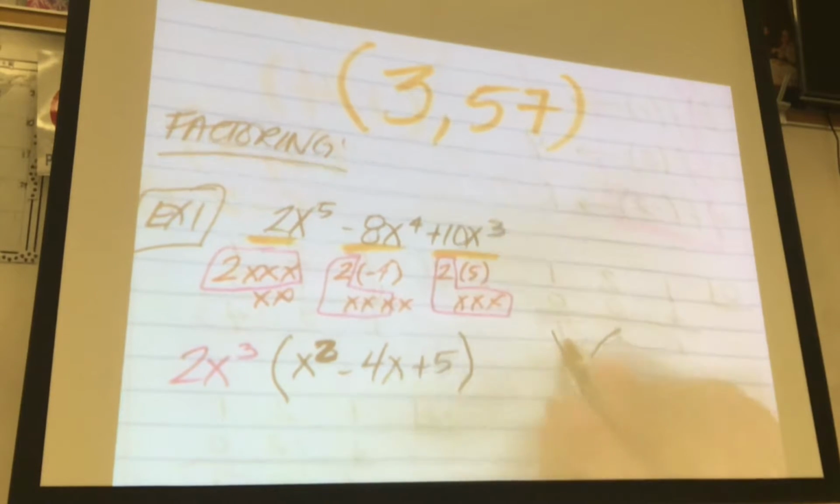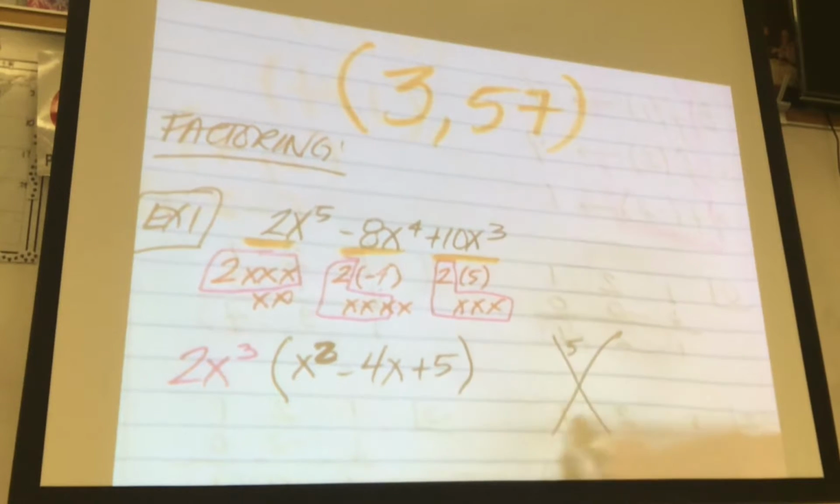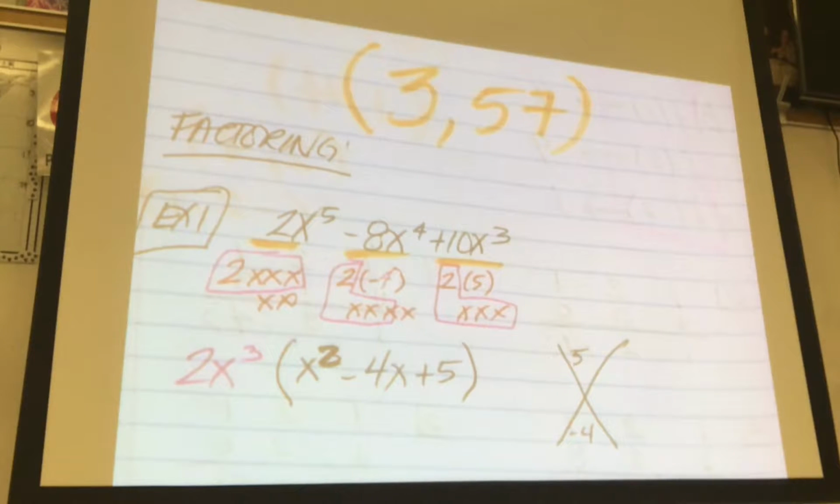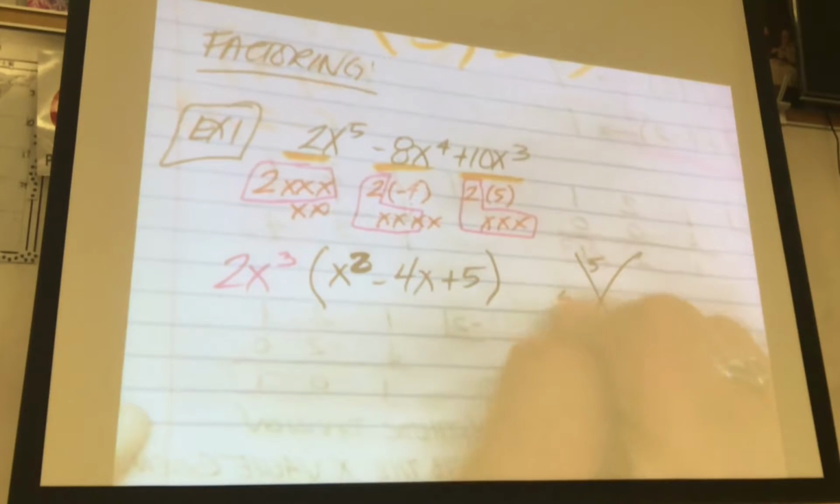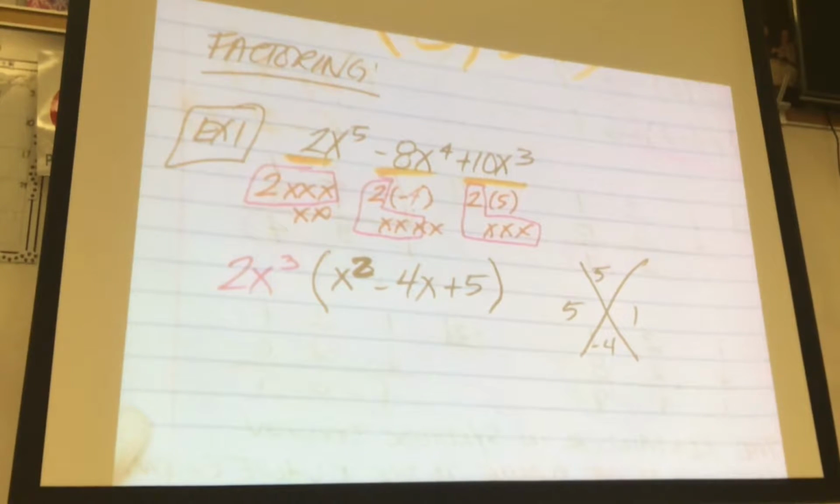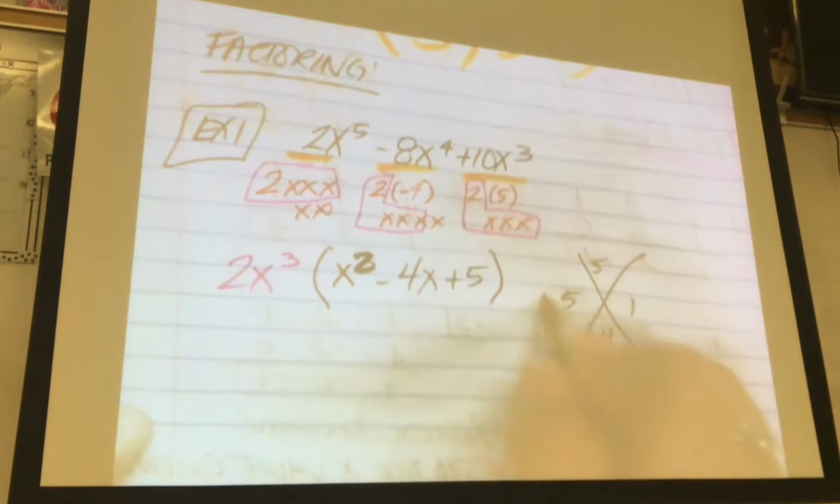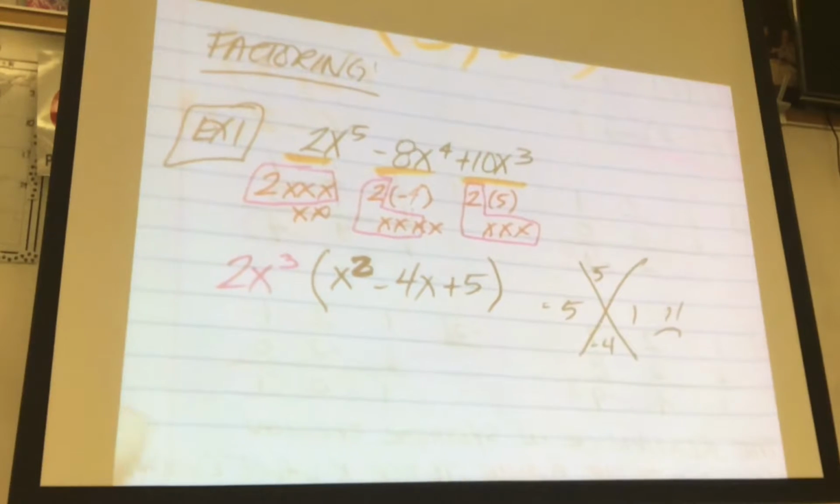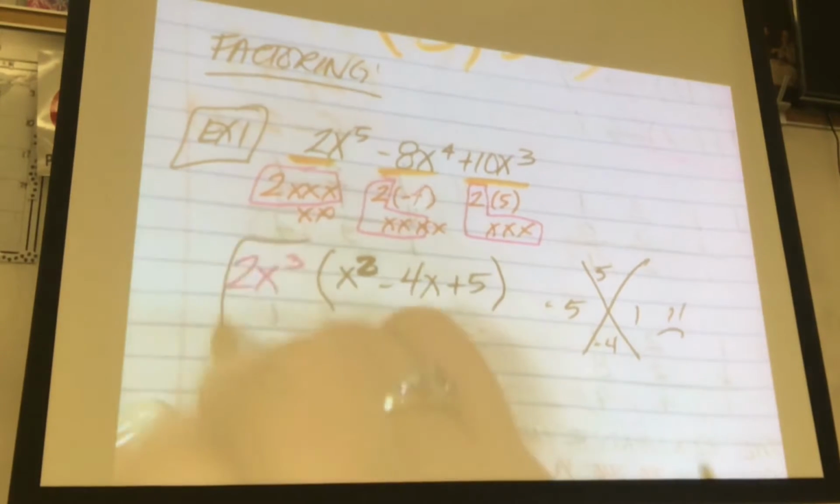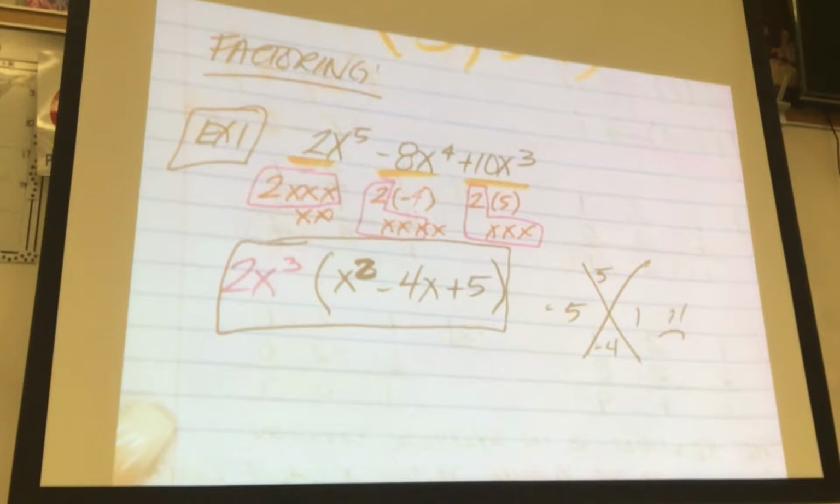Sean, is this factorable? Is there a number that multiplies to 5 and adds to negative 4? All right. You sure? Not even 5 and 1? 5 and 1, which would have to be negative? The negative 5. But is negative 5 times 1 a positive 5? So does it work? No. So you were right the first time. Good job. So my final answer is just 2x cubed times x squared minus 4x plus 5.